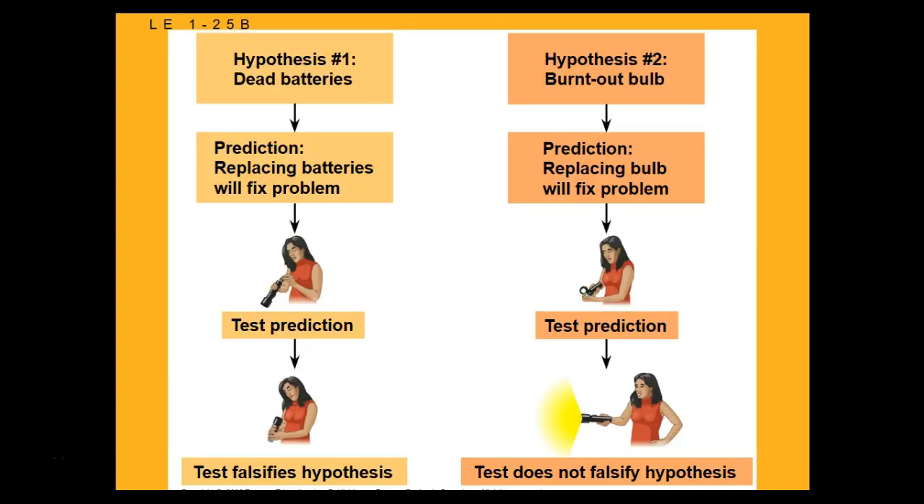Well, you test. So then to test the dead batteries, you replace the dead batteries, you turn it on, you find out that, nope, batteries did not turn the flashlight on. You test the second hypothesis, replace the bulb, turn on the flashlight, and wow, look at that. You have a flashlight that turns on when you change the bulb. Now you can say that your second hypothesis, the burnt out bulb, is supported by the test that you did.